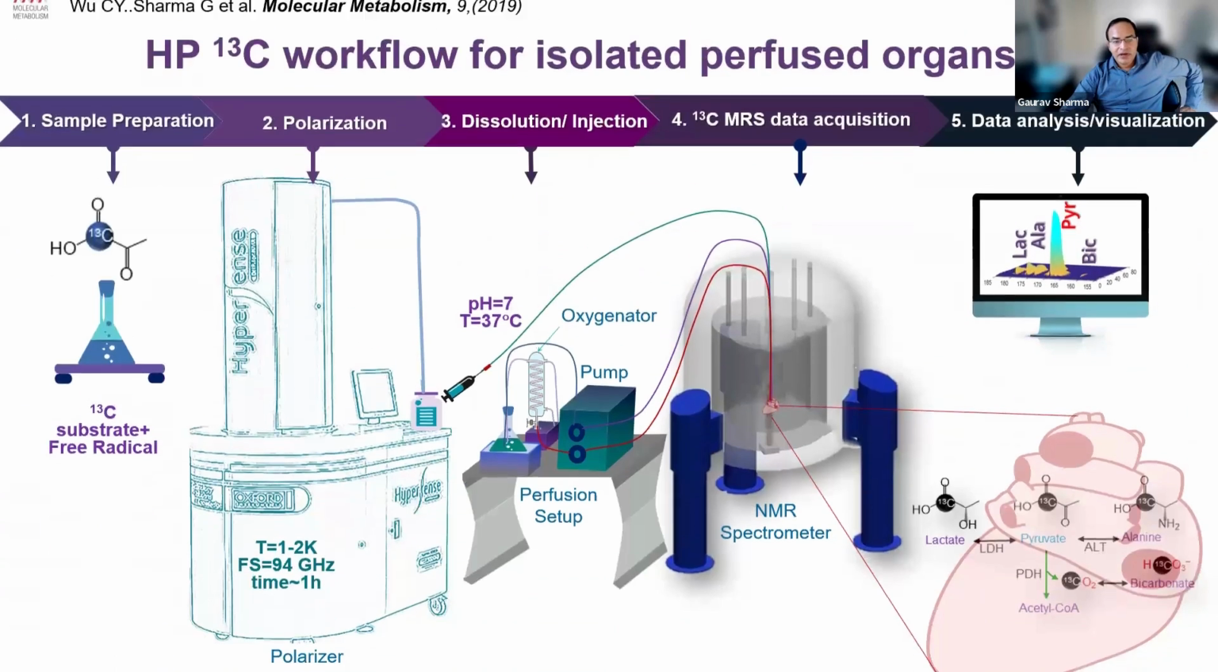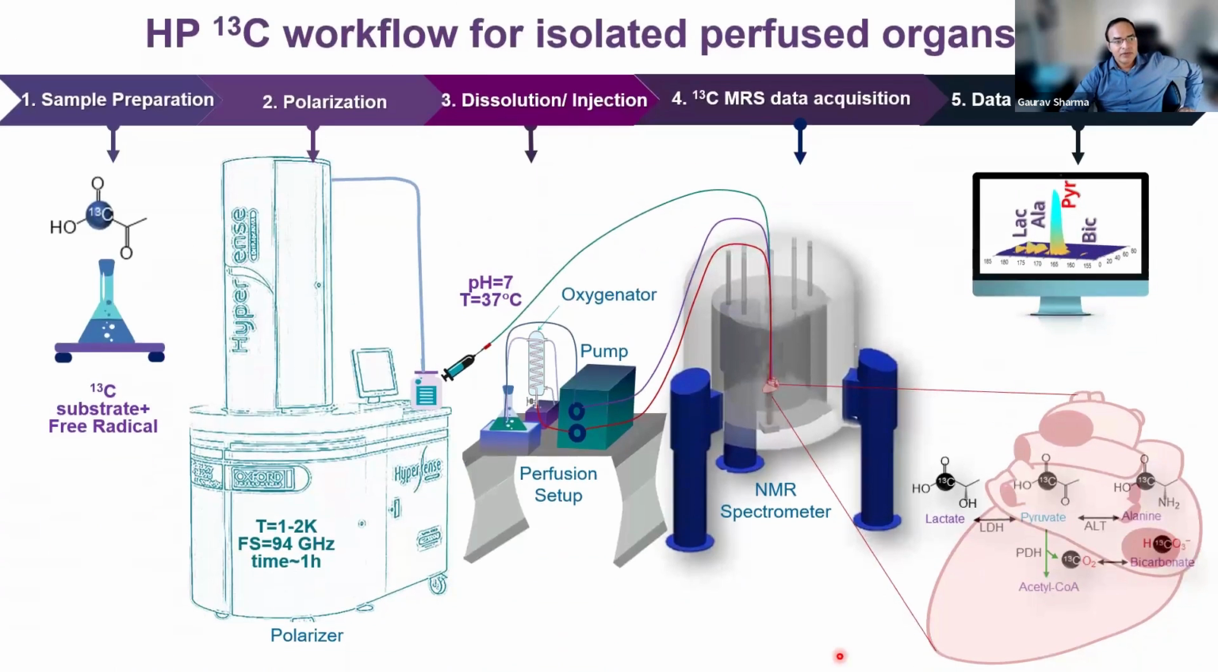So now I wanted to give you insight about the hyperpolarized carbon-13 workflow and the perfused isolated organ. If you follow this arrow, it tells you about the typical workflow. We do a sample preparation, which can be a carbon-13 substrate and a free radical. Then we polarize it and do a dissolution. Dissolution means we give it hot water and dissolve it. After that, we do the carbon-13 data acquisition in a perfused isolated organ.